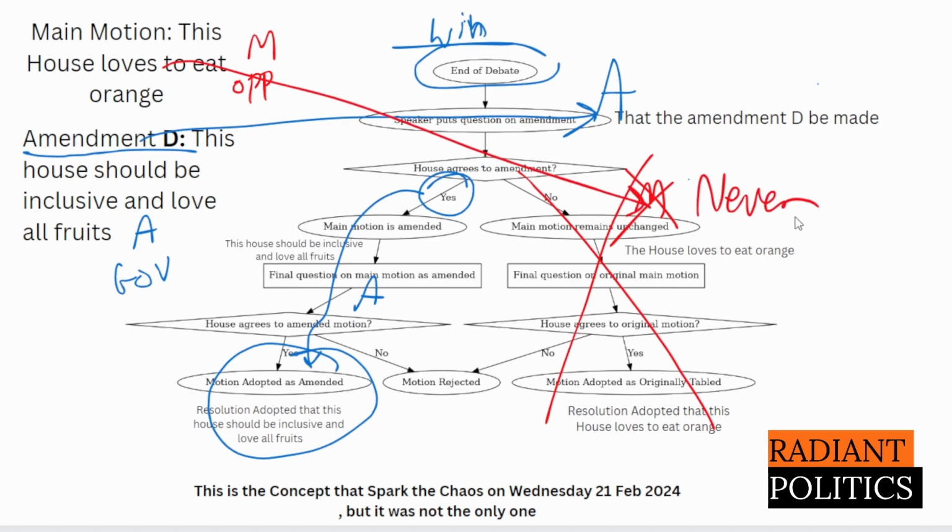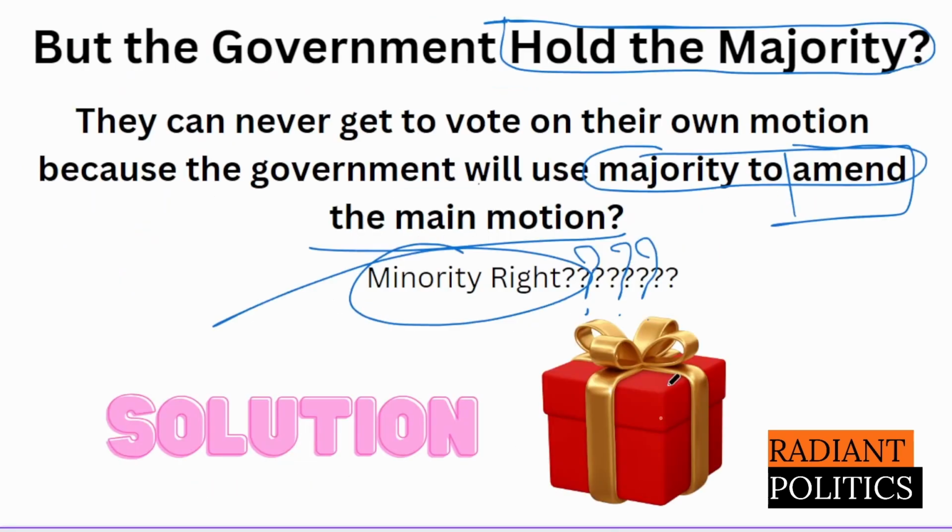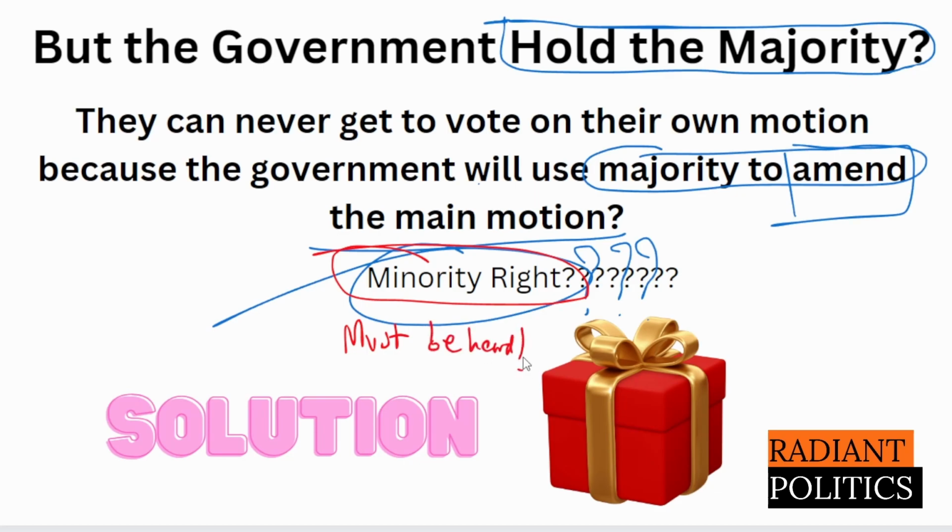Coming back to this. So, we live in a democratic society, majority should rule, we all agree. But how about the rights of the minority? Can they never be heard or express their own opinion by voting on their own motion? So, in 1979, they came up with a solution. And yes, it is in this gift box.